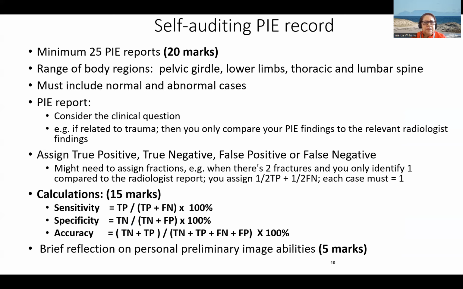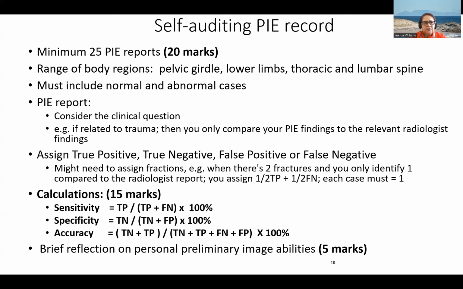Your self-auditing PIE record will then be a compilation of the 25 reports that we've written. So that's the body regions that must be included. And remember, normal and abnormal cases. So when you write up your PIE report, consider the clinical question.